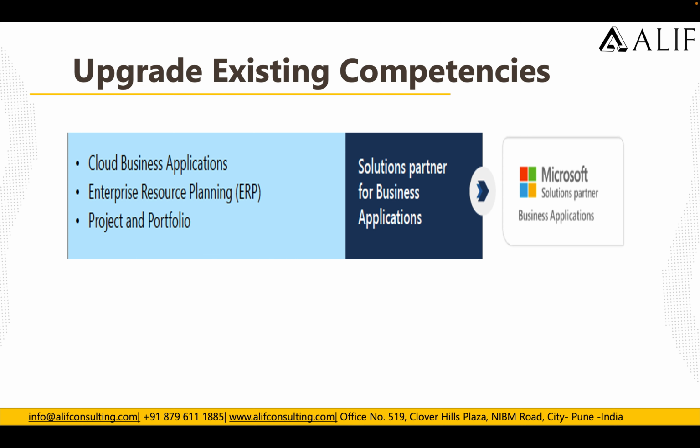Now, how can you upgrade your existing competency? If you have the competency in cloud business application, enterprise resource planning, or project and portfolio, then you can simply upgrade these competencies to Microsoft Solution Partner for the business application. As soon as you upgrade to the newer competency, you are going to get a public badge, as shown in this slide on the right side.